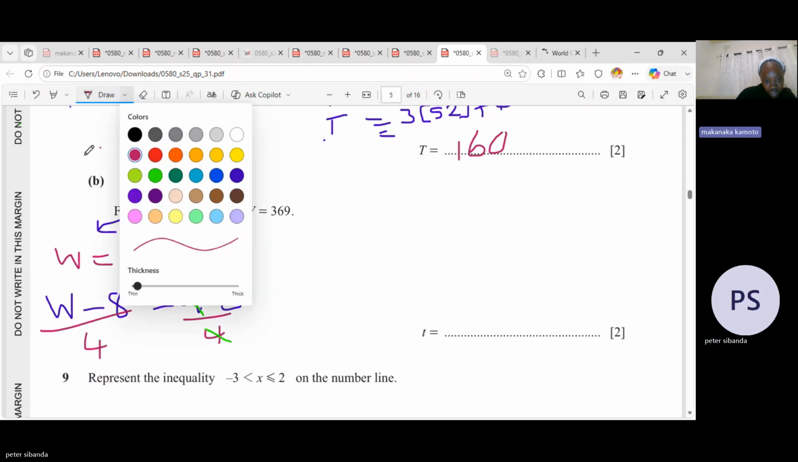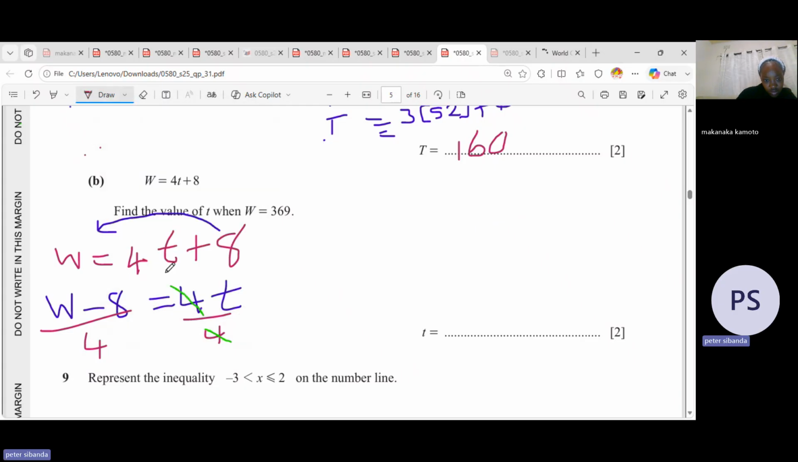You get it? Yes, sir. So we needed only 4 was the problem, right? And we don't have to touch our t. That's the one we want to isolate. So now we see that t is equal to w minus 8 over 4.